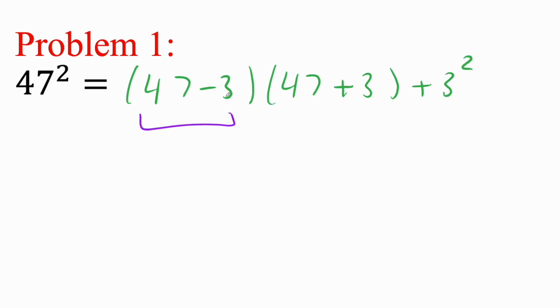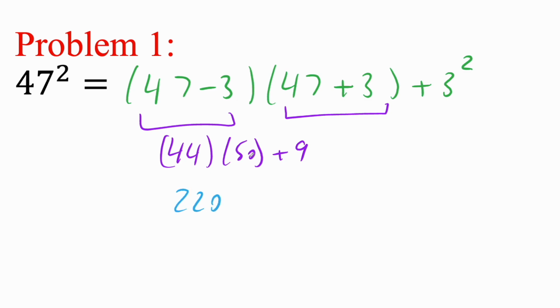And so we see 47 minus 3 would give us 44. 47 plus 3 would give us 50. So 44 times 50. And then 3 squared is 9. So if we do 44 times regular 5, we know that's going to be 220. But we have 50, so add a 0. And then we have a plus 9. So our final answer is 2,209.